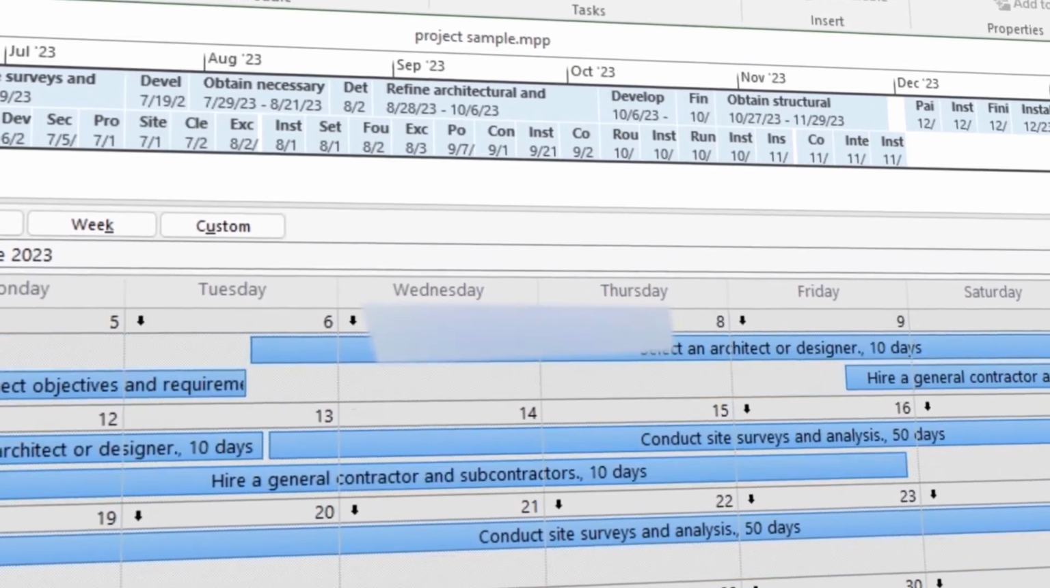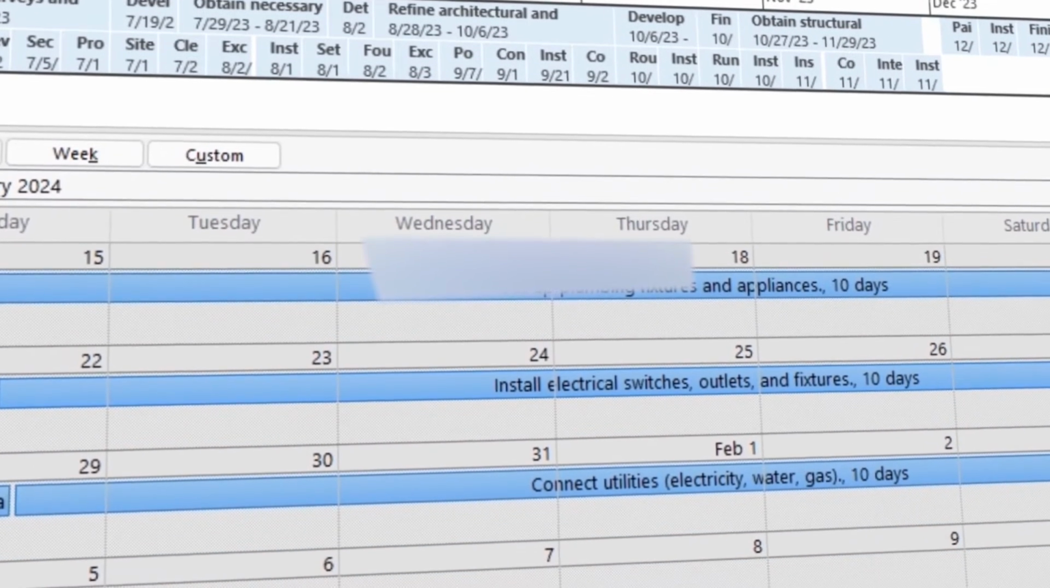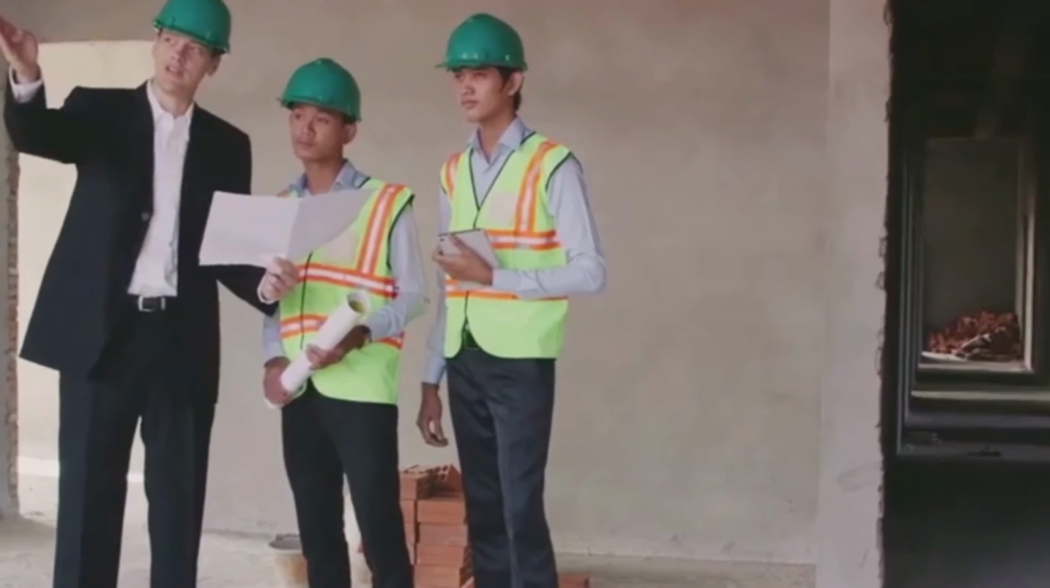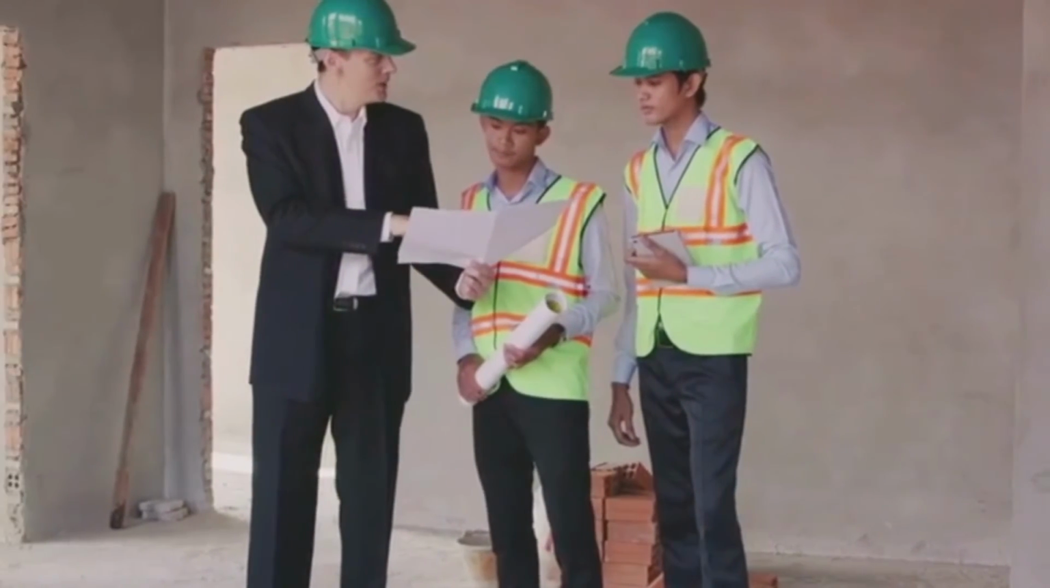Project progress is monitored regularly during the construction phase to track performance against the schedule and budget. Effective coordination and communication among project team members, subcontractors, and stakeholders are crucial during the construction phase for the success of the project.